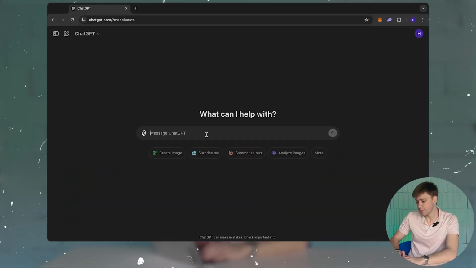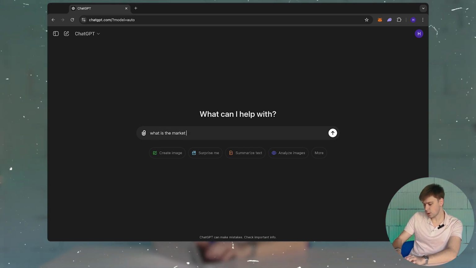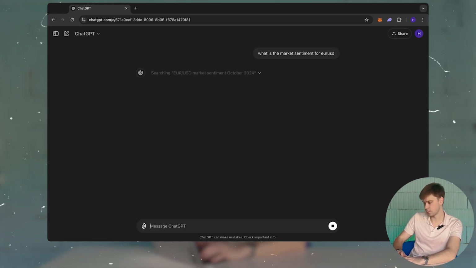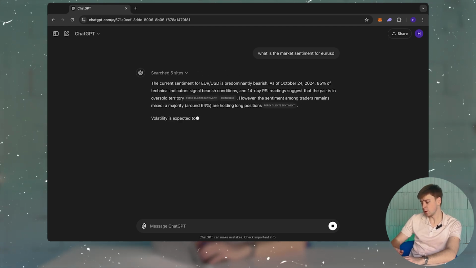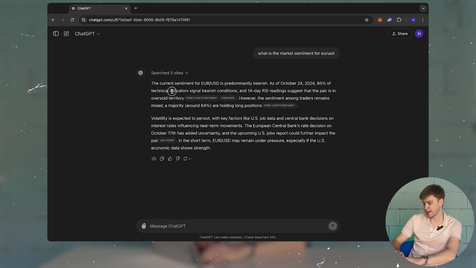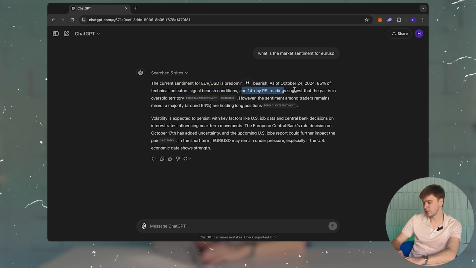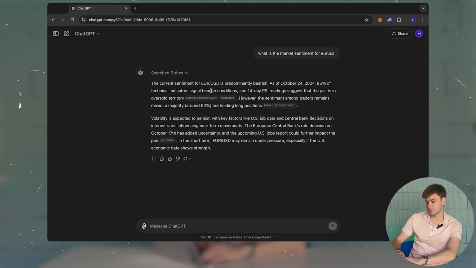We simply ask ChatGPT what is the market sentiment for euro-dollar. It will analyze a few websites and I hope it will come up with an exact answer. 85% of technical indicators signal bearish conditions, and 14-day RSI readings. So ChatGPT suggests it is a bearish mood.